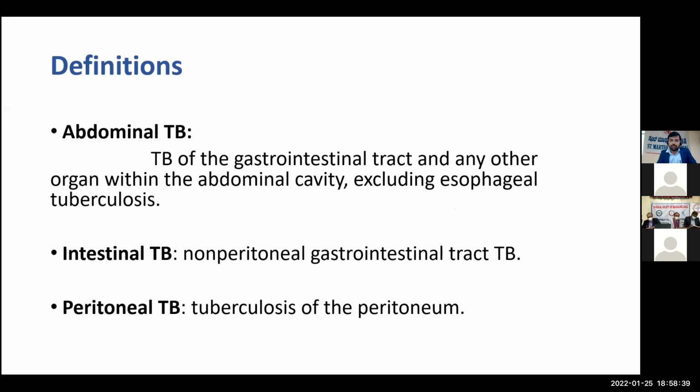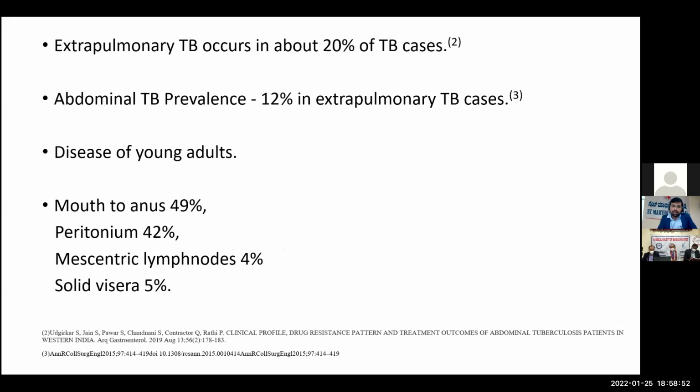When you look at the definitions, abdominal TB is TB of the GI tract and any other organ within the abdominal cavity, but excluding the esophagus. Intestinal TB is a non-peritoneal GI TB, whereas tuberculosis of the peritoneum is called peritoneal TB. Looking at the prevalence, extrapulmonary TB constitutes around 20% of all TB cases. Out of these, around 12% are abdominal TB, and it mainly affects young adults.